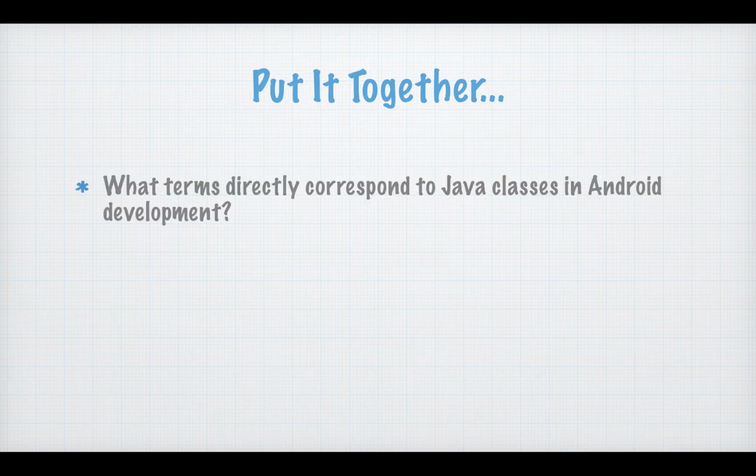And that concludes this brief introduction to Android terminology. Before we go, here are a few questions for you to go back and try to answer. First, which of the terms that we just discussed corresponds directly to a Java class in Android development? For example, the term view corresponds to a Java class called View in the Android API. What are the other terms that correspond to classes?